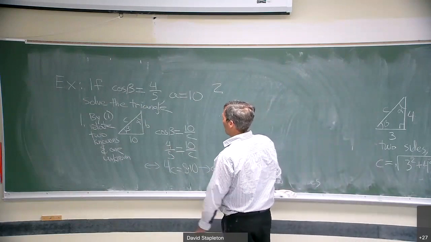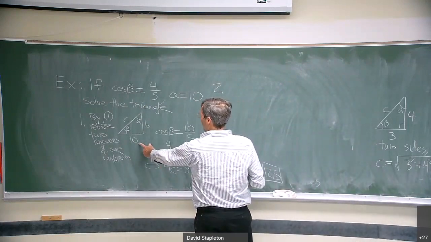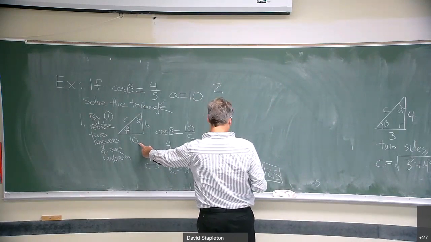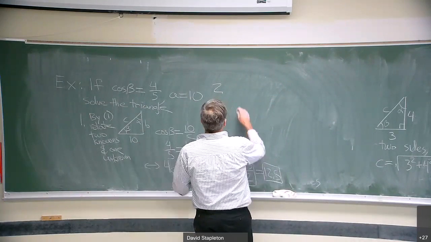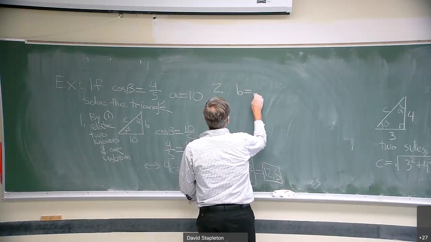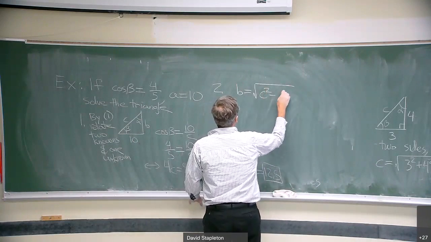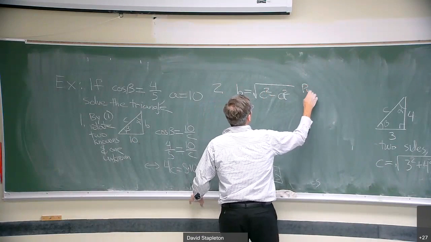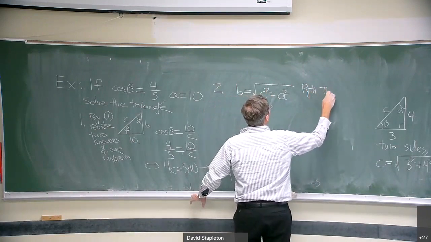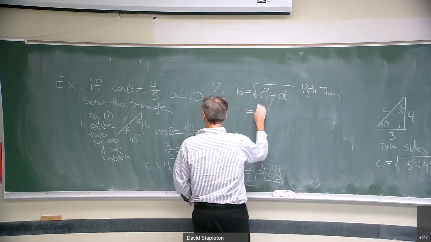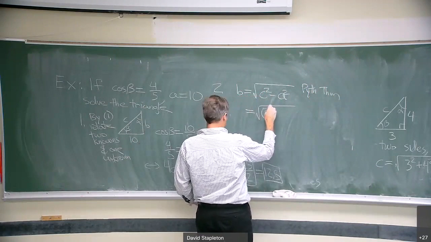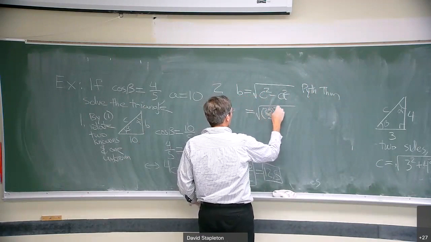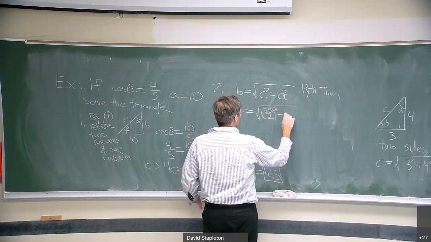We can say I have 10 for A, and I have 25 halves for C, so B, the remaining leg, is the square root of C squared minus A squared, which is the Pythagorean theorem solved for B. So B is the square root of, I'm going to write it as a fraction, 25 halves squared minus 10 squared.